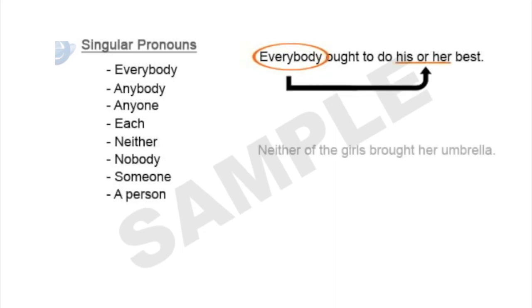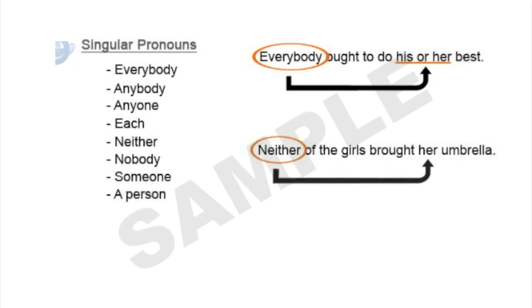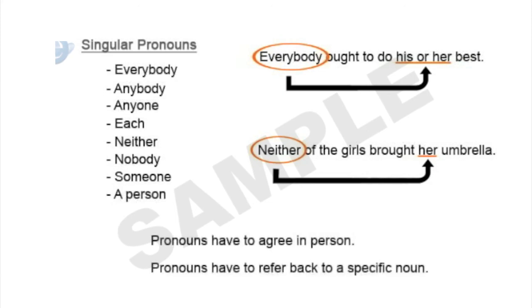Neither of the girls brought her umbrella. That's accurate. Neither of the girls brought their umbrella would be inaccurate or not acceptable. So remember that pronouns have to agree in person and pronouns have to refer back to a specific noun.